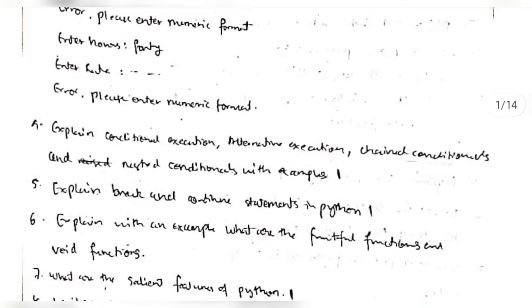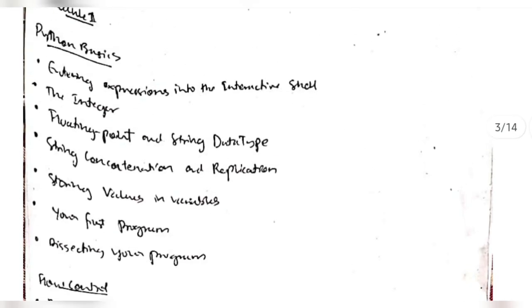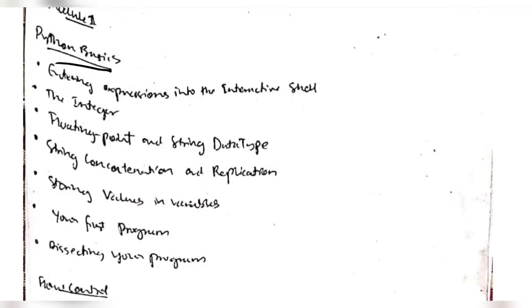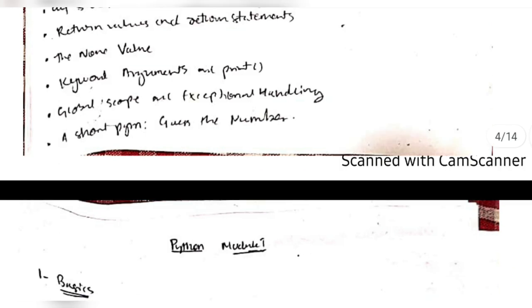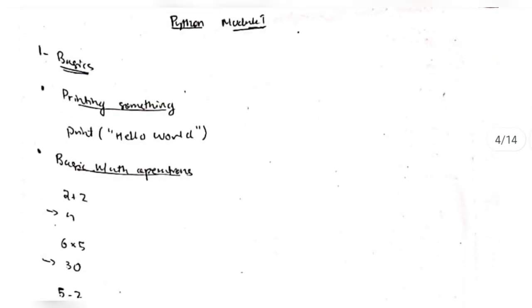So let's start the topics. The first is the Python basics. I've written some examples here which I hope will be sufficient for you. See here, the basics is to print something, you have to write print, and within the brackets and the quotes you have to write what you have to print. So it will print hello world, and the basic math operations can be performed like 2 plus 2, 6 into 5, 5 minus 2, 23 by 7, and 23 double divide by 7. This will not have the decimal point, this will have the decimal point, and the modulus operator will return the remainder.